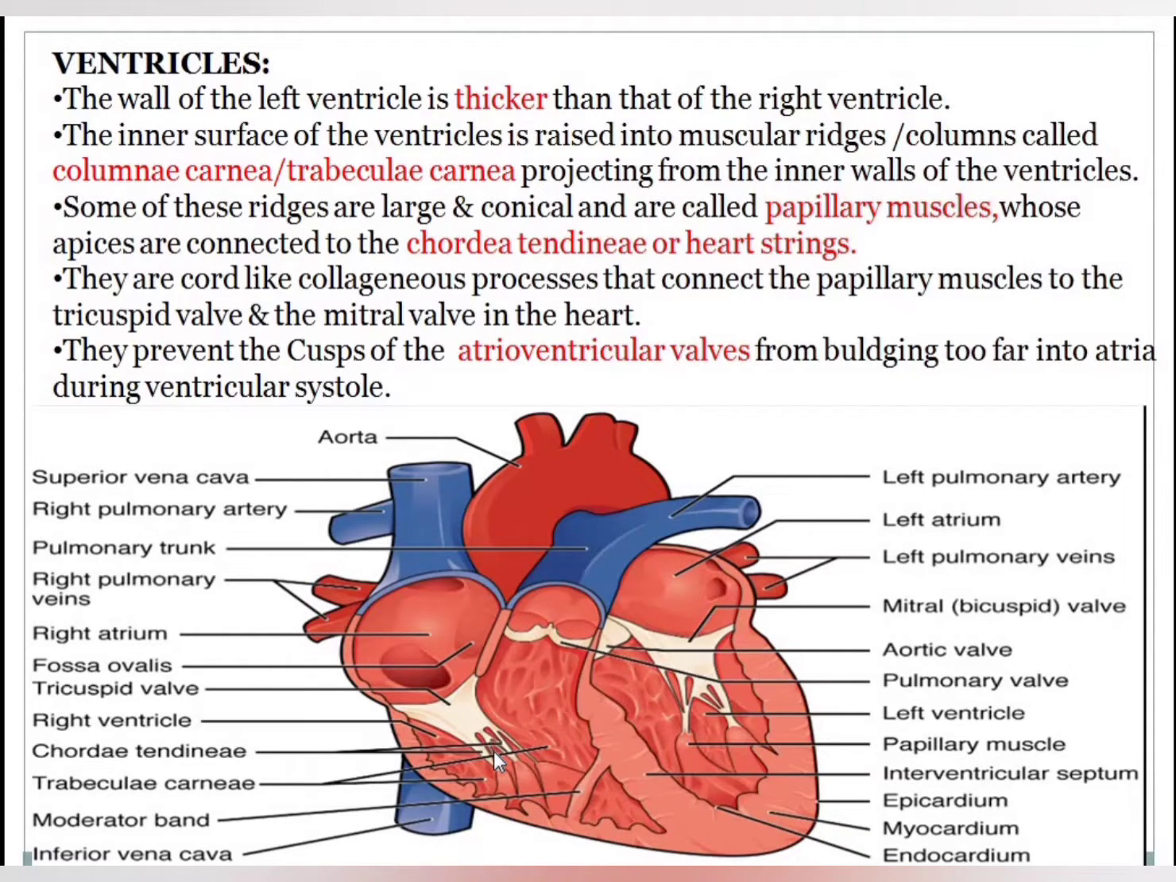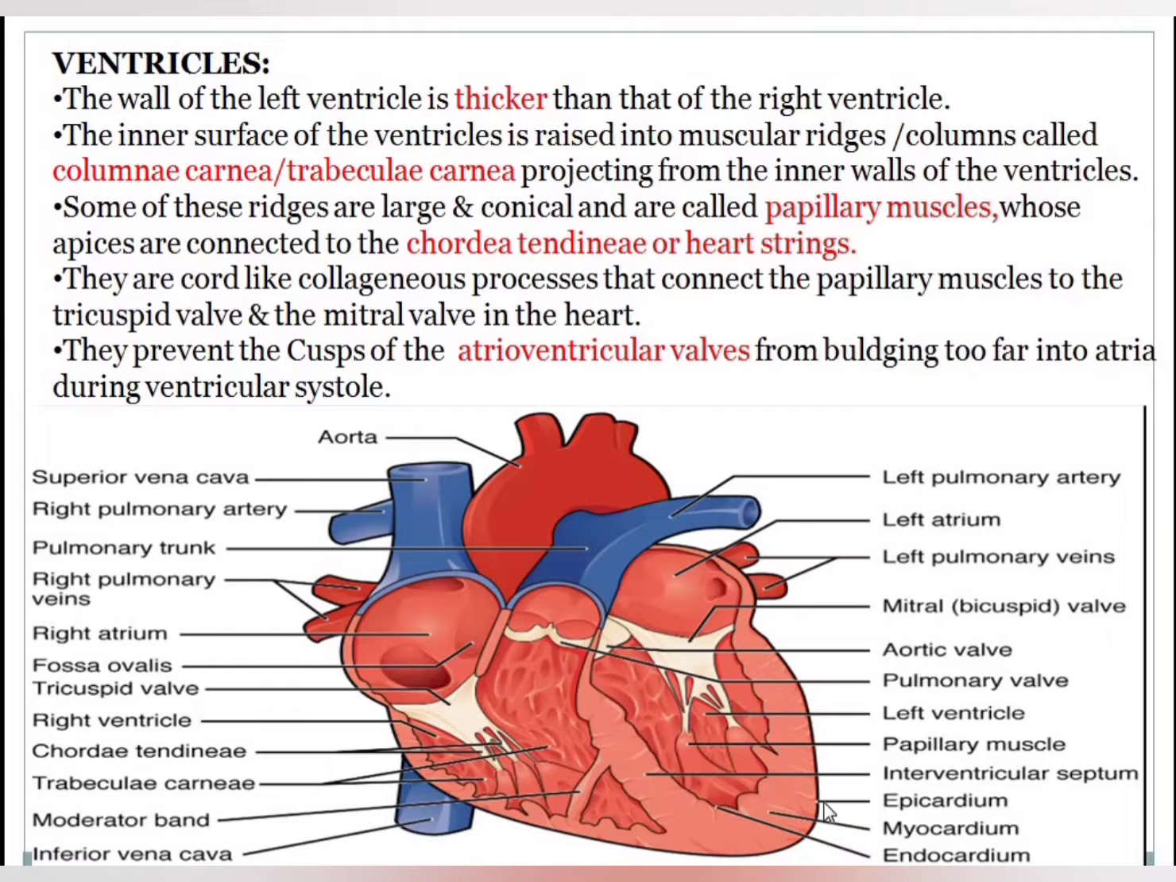See here, this is the aorta, the superior vena cava. This is the pulmonary artery, this is the pulmonary trunk. Here is the left pulmonary artery. This is the left atrium, right atrium, ventricles. This muscle is called trabeculae corneae. Here it is called papillary muscle, connected to the strings called heartstrings.